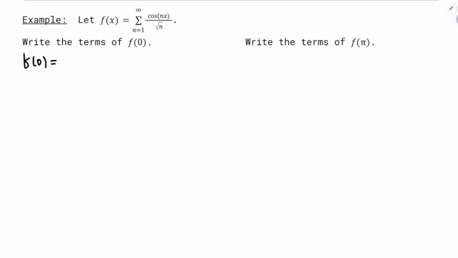So when I plug in 0 for x, I've got the cosine of n times 0, which is always going to be the cosine of 0. Okay, and on the bottom I've got the square root of n. And cosine of 0, that's 1, so I could write that as the sum from 1 to infinity of 1 over the square root of n.